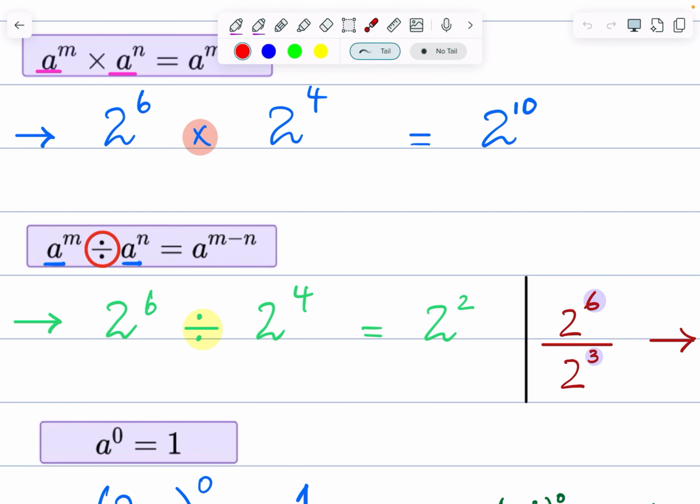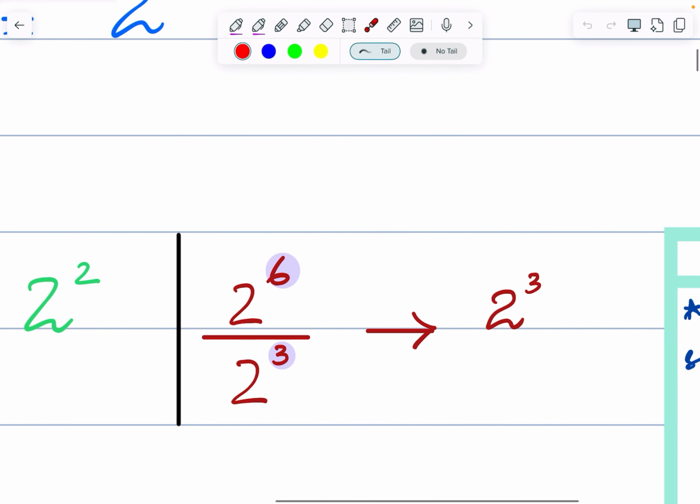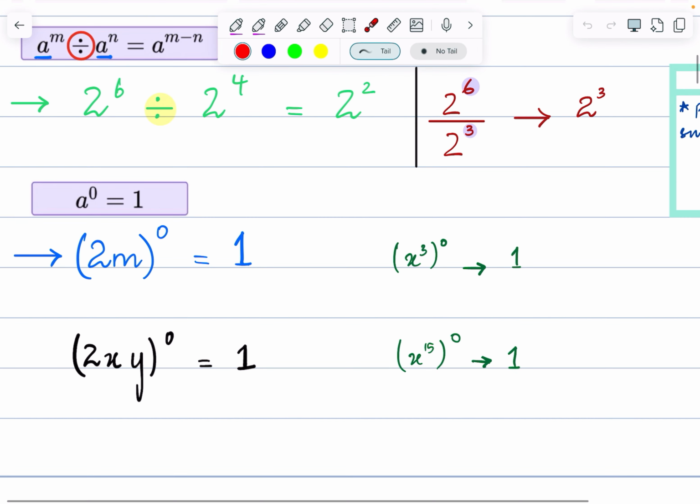Got it? So 6 minus 3 is going to be 3. The answer is not going to be 2. If it's 2 raised to the power 6 over 2 raised to the power 3, the answer is going to be 2 raised to the power 3, because 6 minus 3 is 3. Got it? Clear?